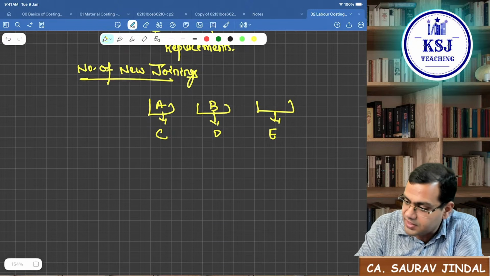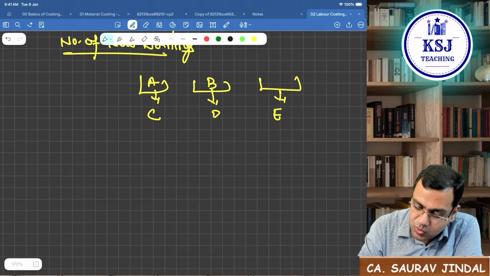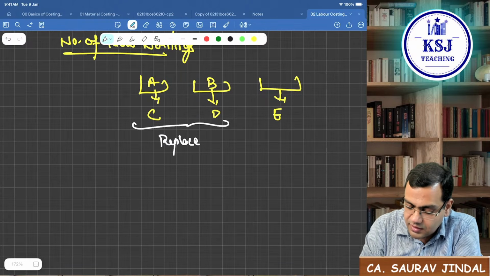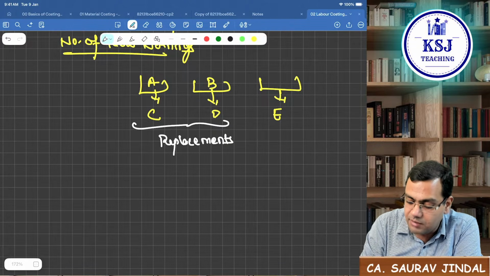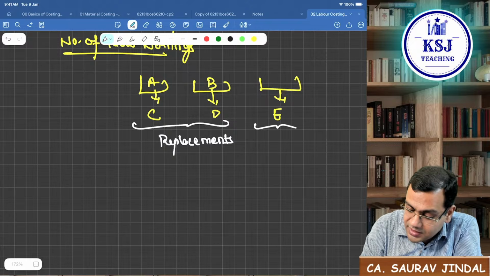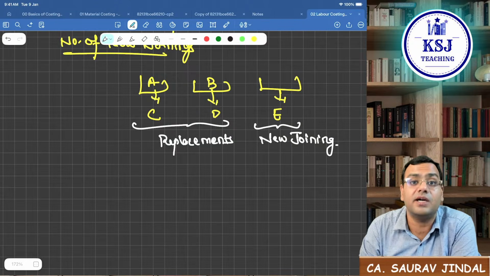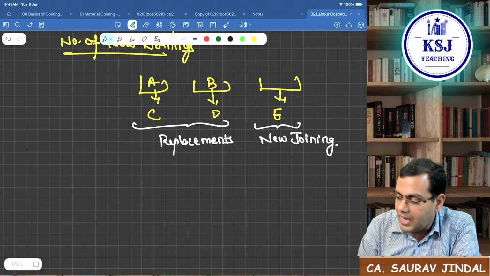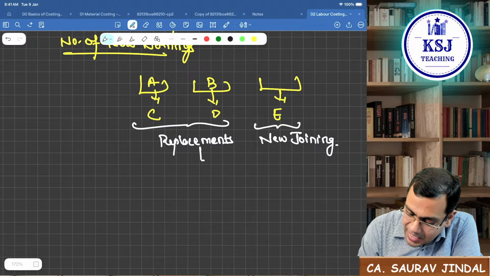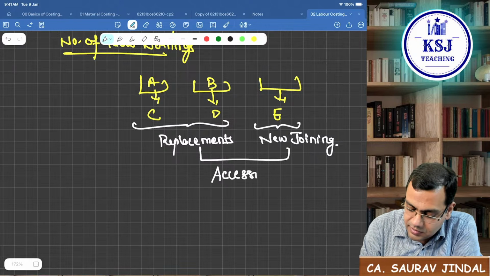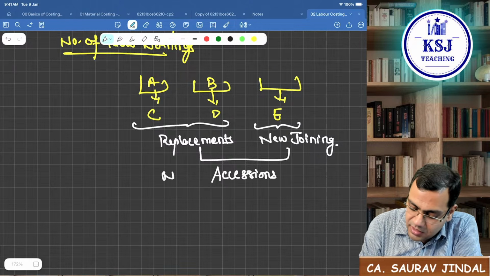right? So in this case, this C and D is what? This C and D is your replacements. That is, they are replacing the old employees. This E is what? This E is your new joining. He is not replacing anyone. He is sitting on that empty new chair, right? And the total of replacements and the new joinings, we call it as accessions. This is called as number of accessions.